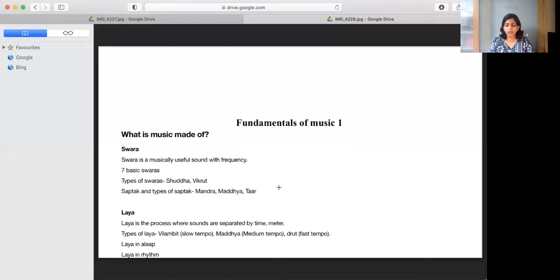So I'll just put the taal for you to listen. Okay, so this is the taal you can listen to. This is Teentaal, which is of 16 beats. And this is 140 beats per minute, the speed that I've put. We would call this a madhya laya.